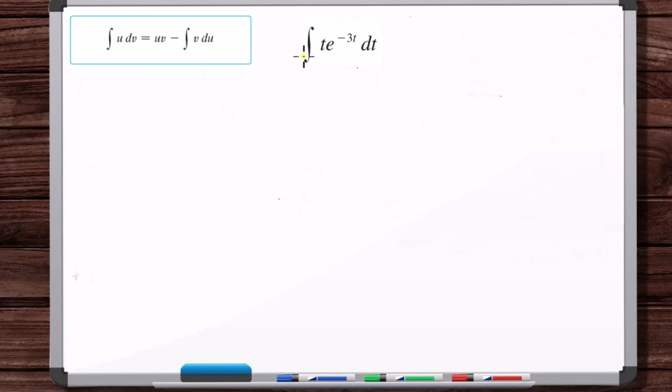Same process. We need to identify which portion of this is going to be the u and which portion is going to be the dv. When it comes to e to whatever power, that's just as easy to differentiate as it is to integrate. So what about t? Well, it's nice that this goes to 1 if you differentiate it. So let's say that u is equal to t, and then dv is equal to e to the minus 3t dt.